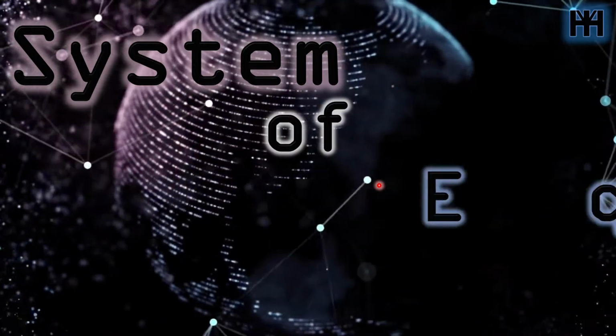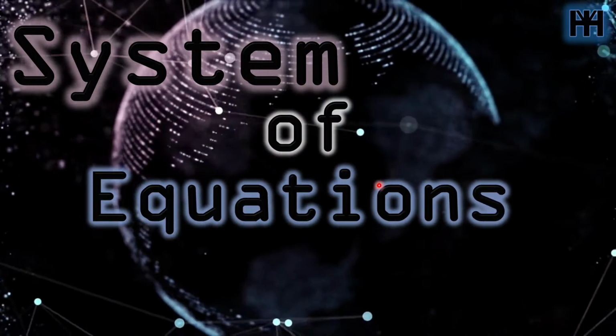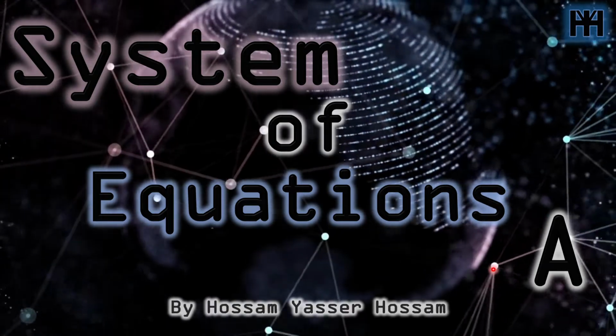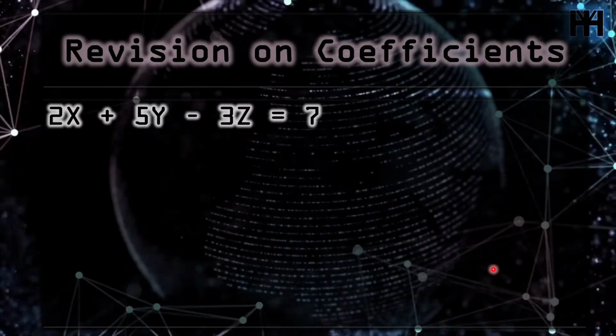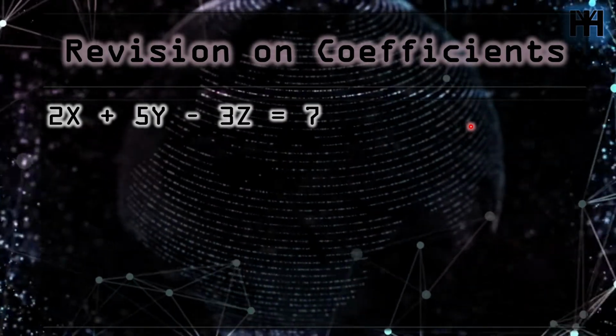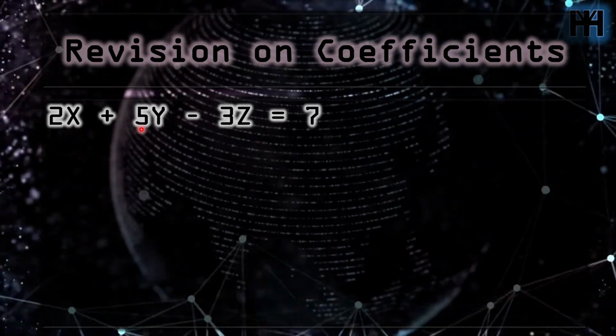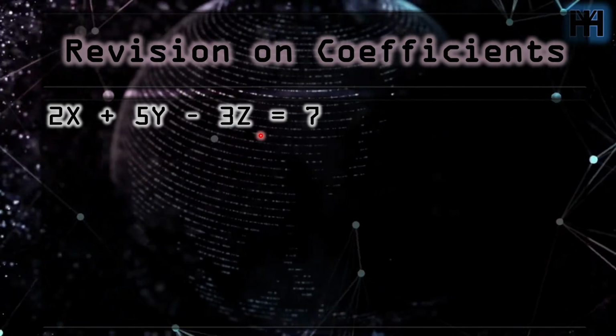System of equations, Part A. Revision on coefficients. Now we have this equation, 2x plus 5y minus 3z equals 7.